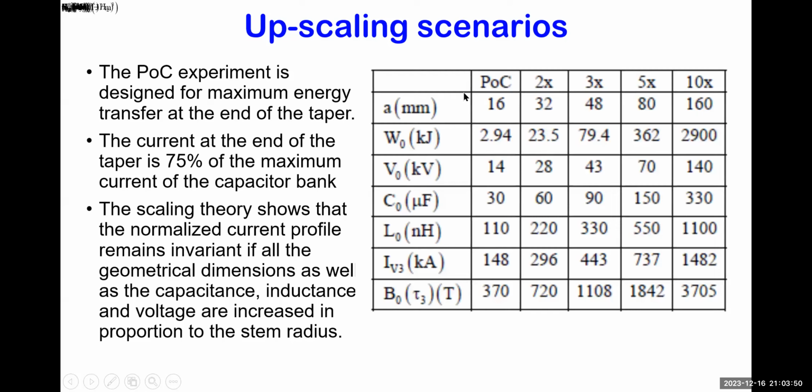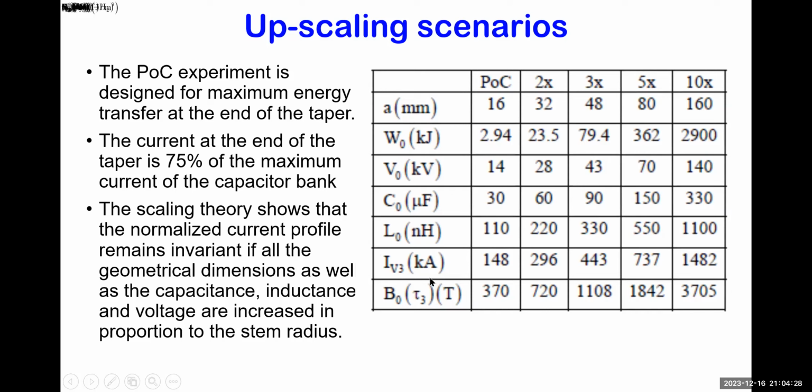So here we see this is the proof of concept experiment with the stem radius A as 16 millimeters. This is twice x, thrice x, 5 times, and 10 times. The voltage is 14 kV, 2 times, 3 times, 5 times, and 10 times. Capacitance is 30 microfarad. It is increased twice, thrice, 5 times, 10 times. Inductance is 110 nanohenries. It is increased twice, thrice, 5 times, 10 times.